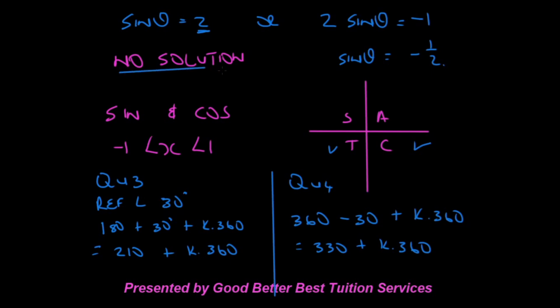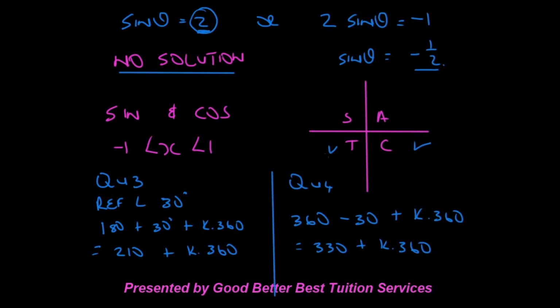Do you know why that is? It's because the values must always lie between negative 1 and 1. This value must always lie between negative 1 and 1 for sine and cos. So if we look here, we've got negative a half, and that will give us a solution. So let's look at sine theta is equal to negative a half.